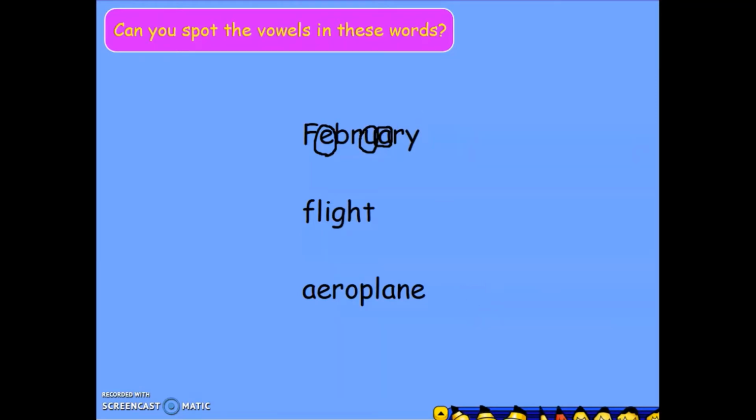Can you try in your literacy books to do the same with flight and aeroplane? First, write the word in your book, and then spot and circle the vowels in the word. Pause the video and press play when you've done this. With your blue pen, check if you got these correct. In flight, you should have circled the I. And in aeroplane, there were lots of vowels. You should have circled A, E, O, A, and E.